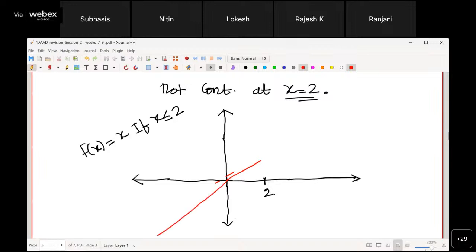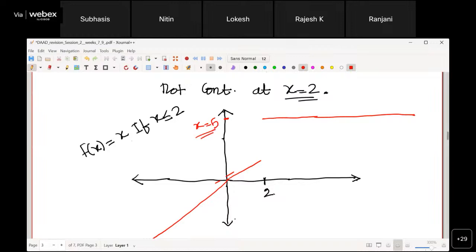So you have this straight line. And if x is greater than 2, then it's precisely 5. So afterwards, it should be a line which is parallel to this x-axis. Okay, so is this the reason why you are saying it's discontinuous?